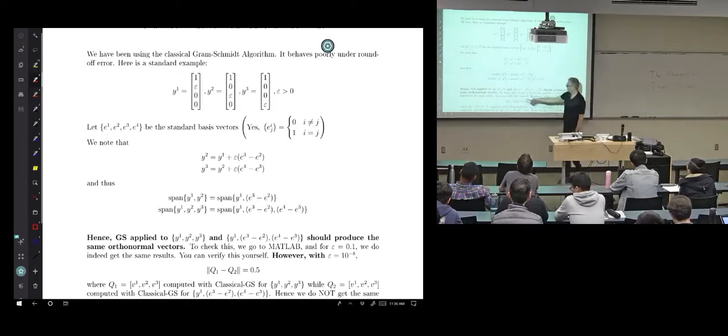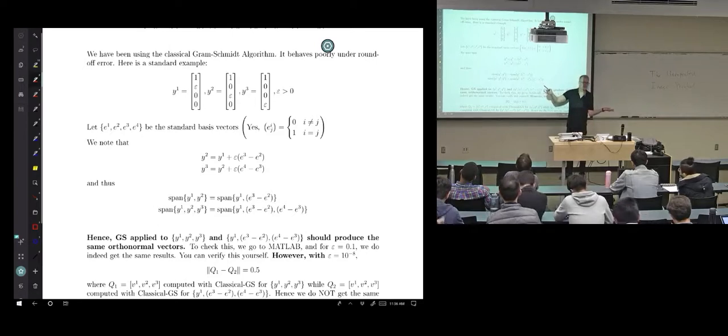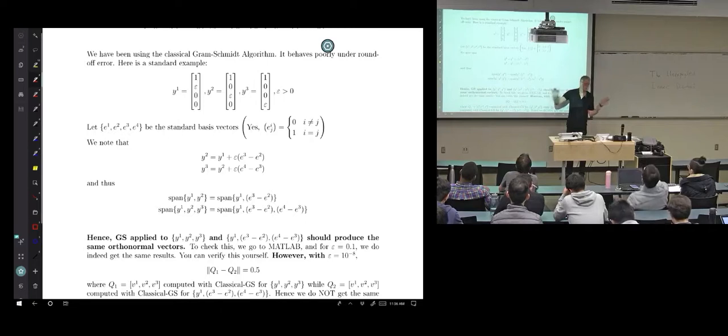So if I apply Gram-Schmidt to these vectors and I apply Gram-Schmidt to these vectors, what should I get? I should get the same thing. They're the same vectors, okay? So I just do it, okay?